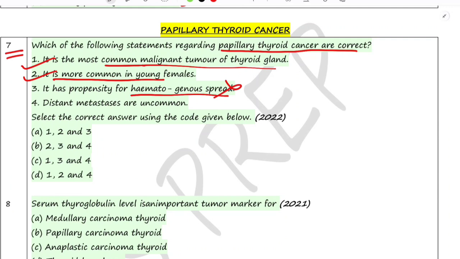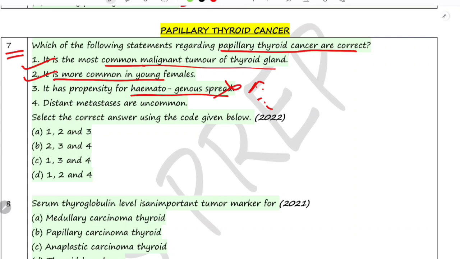Papillary thyroid carcinoma typically spreads via lymphatic channels, not hematogenously. Hematogenous spread is most commonly seen in follicular carcinoma, and distant metastases are uncommon. Correct. While parathyroid carcinoma can metastasize, distant metastases such as to the lungs and bone are relatively uncommon, and the prognosis is generally favorable. Hence, the correct option is options number 1, 2 and 4.